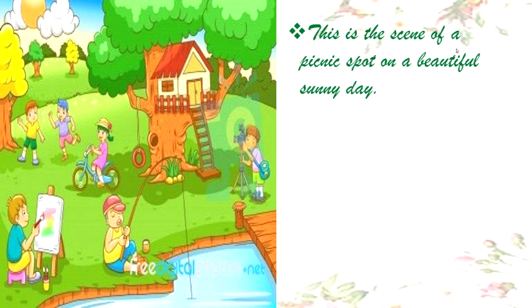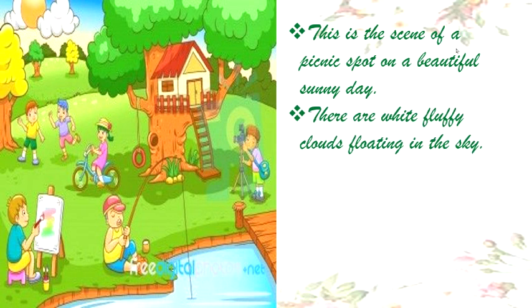Now students, adjectives play a very important role when we write about any picture. We should try to supply adjectives to our nouns so that it gives a beautiful description. For example, the first sentence which we are writing is the scene. It is the scene of a picnic spot on a beautiful sunny day. As you can see, the sun is shining brightly. So we can say it is a sunny day. Yes. Let us see next.